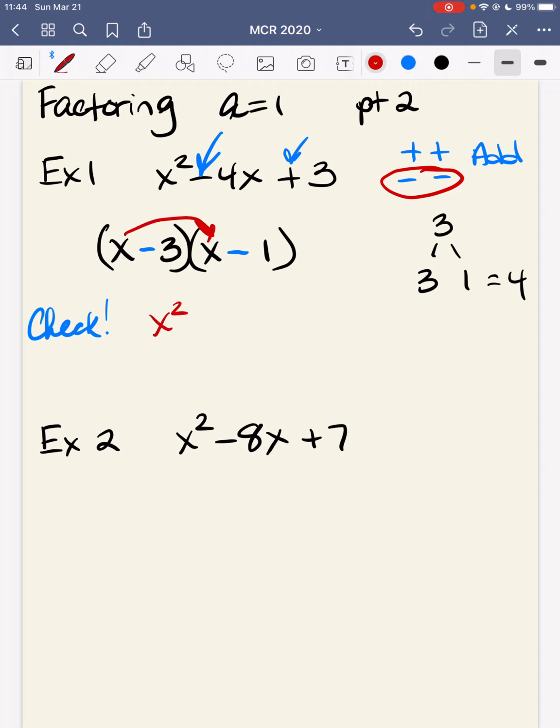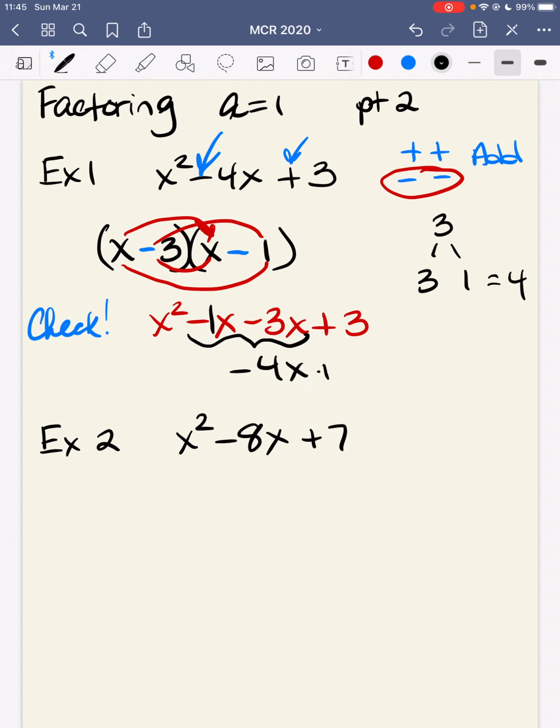All right. So I have x times x gives me my x squared. That was expected. I have an x times a negative 1, which is a minus 1x or minus x. I have a minus 3 times x, which is a minus 3x. And I have a negative 3 and a negative 1 gives me a plus 3. And my 2 middle terms are both negative. Remember, there's a 1 coefficient here. This is minus 4x. And I get back to where I started from. Now, you should always go ahead and check these, especially when you start getting into negatives and minuses.